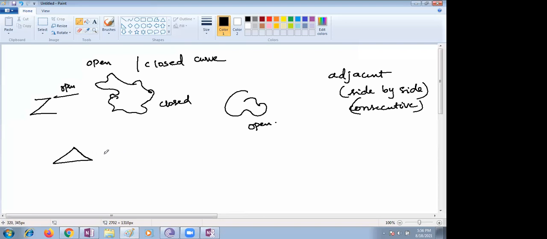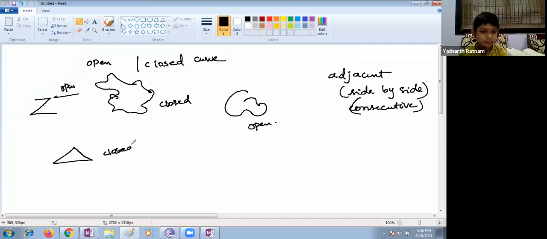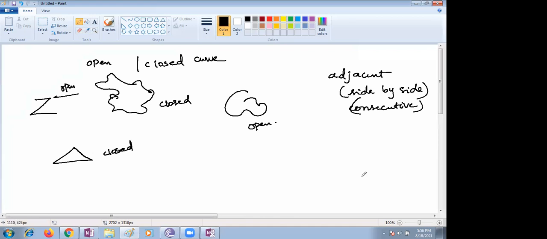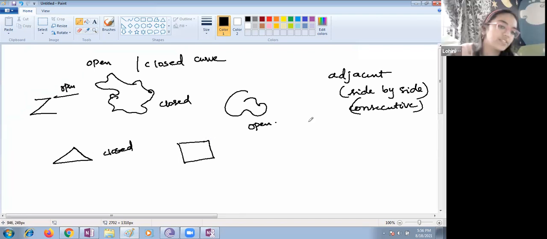Is it a closed curve or not? Yes, ma'am, it is a closed curve. Is this a closed curve or not, children? It is a closed curve, ma'am. Right, children, this is closed. Next step.